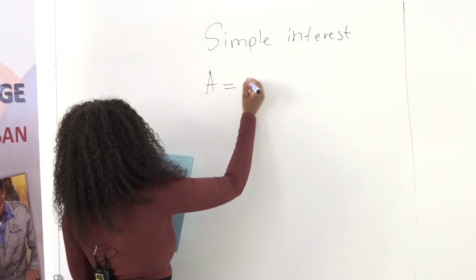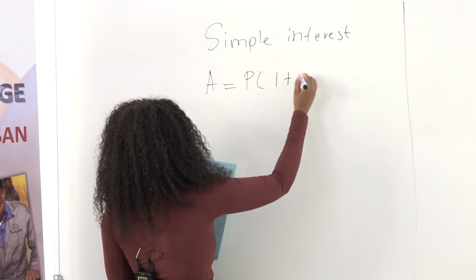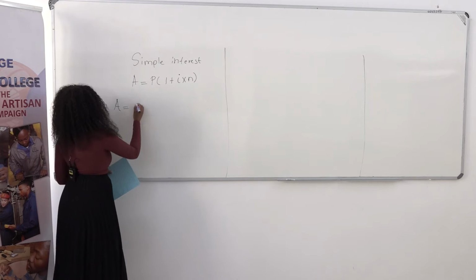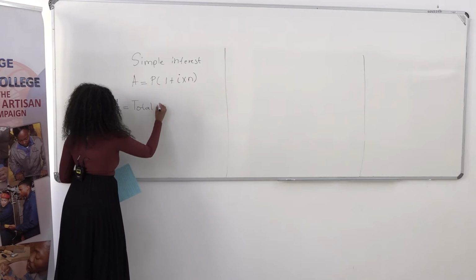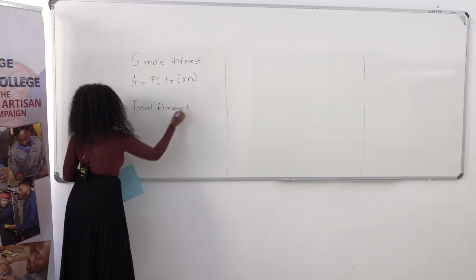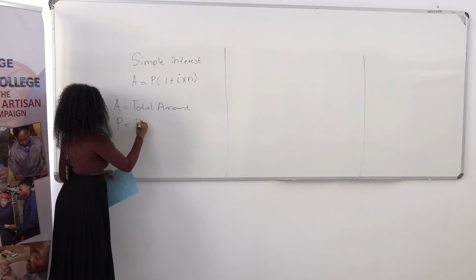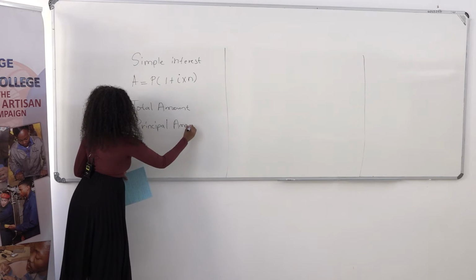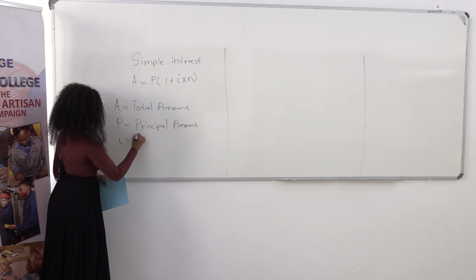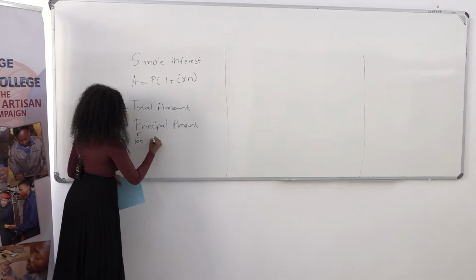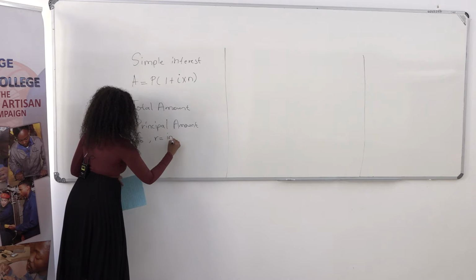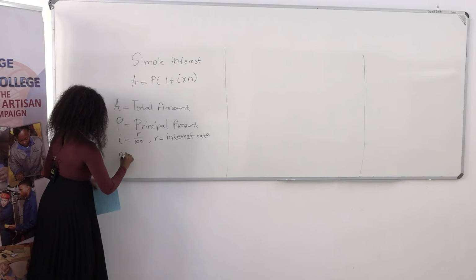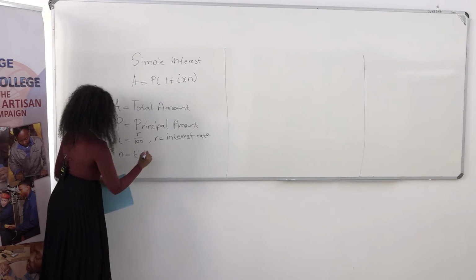A is equivalent to P, open bracket, 1 plus I times N, close bracket. A is equal to the total amount, and P is the principal amount. And I is represented by R over 100, where R is equal to the interest rate. And N is our period or time.